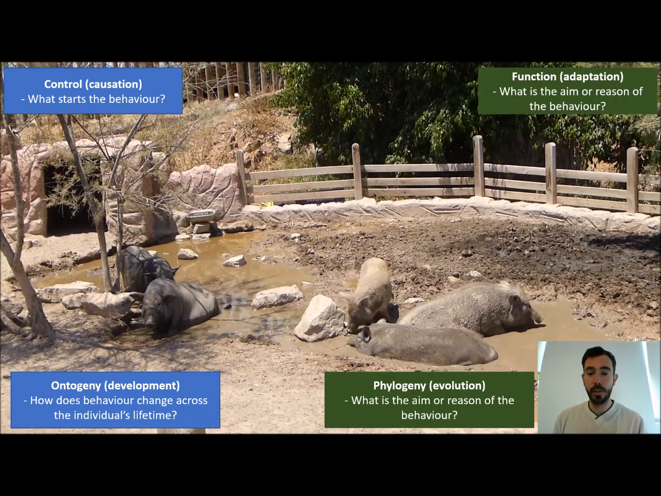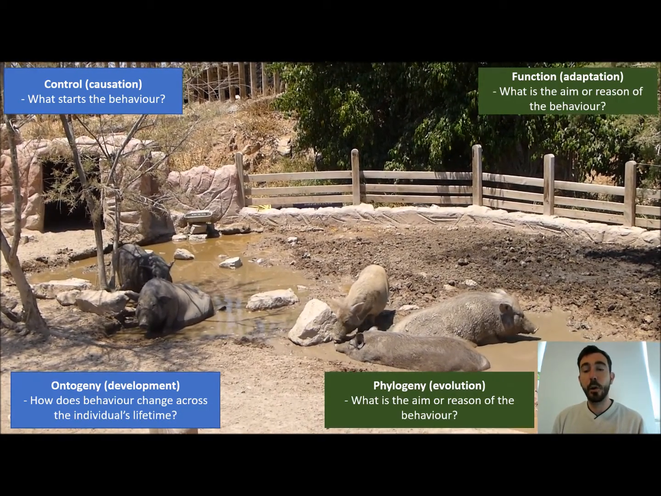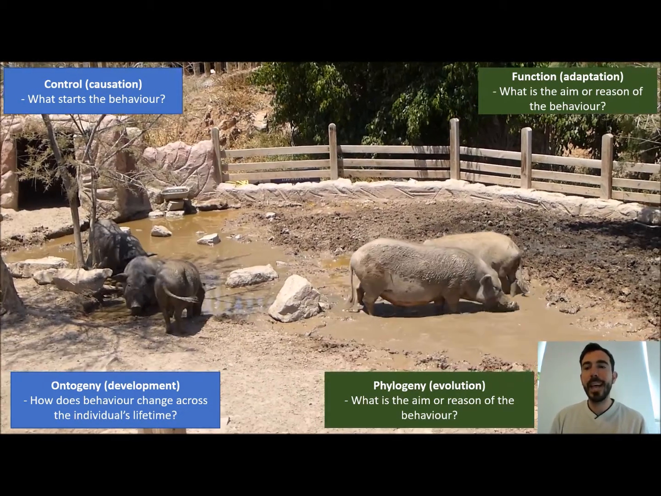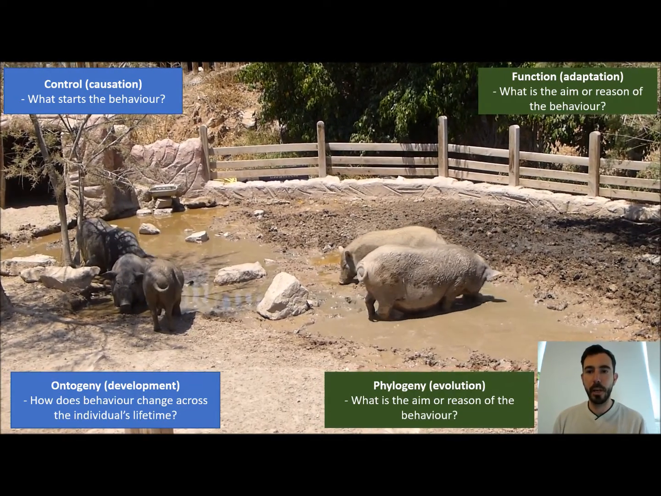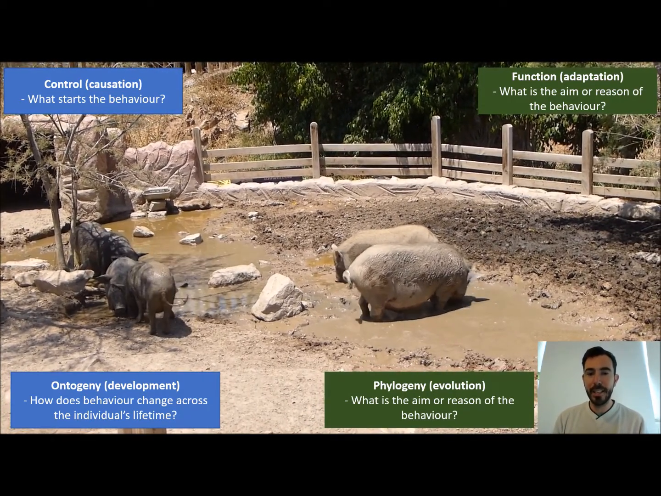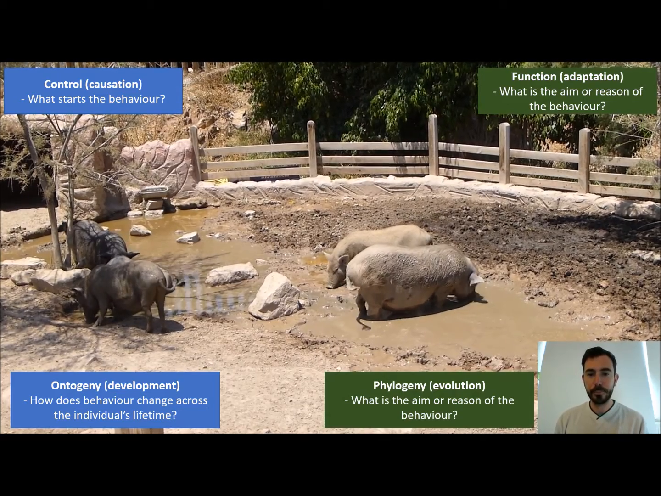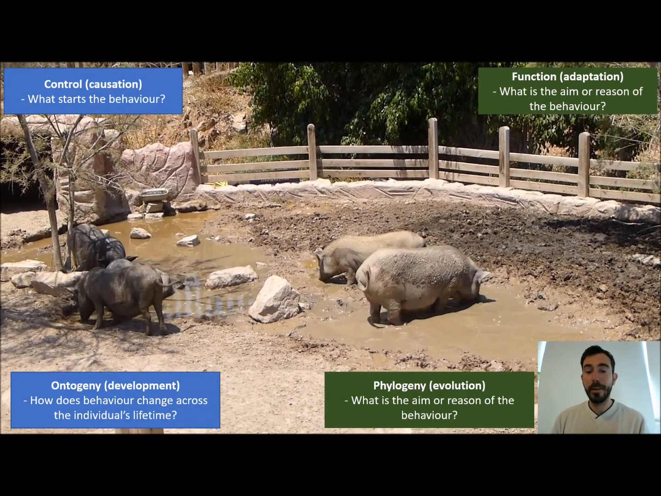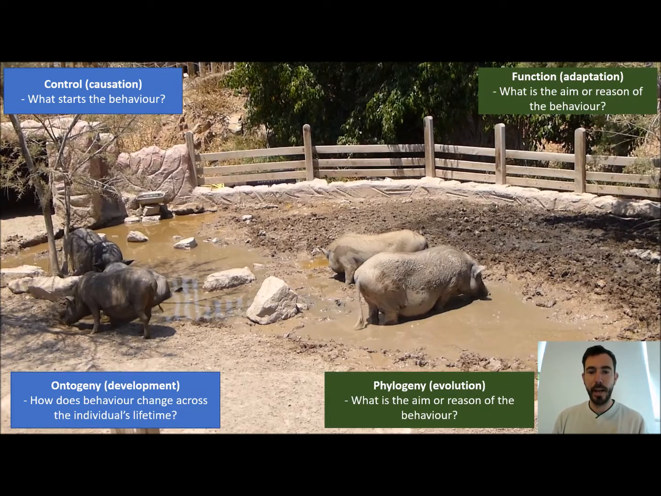Tinbergen's final question is called phylogeny, or evolution. What's the evolutionary role of the behaviour? Why has it occurred in this species in the first place? So we're now thinking about the aim or reason of the behaviour.